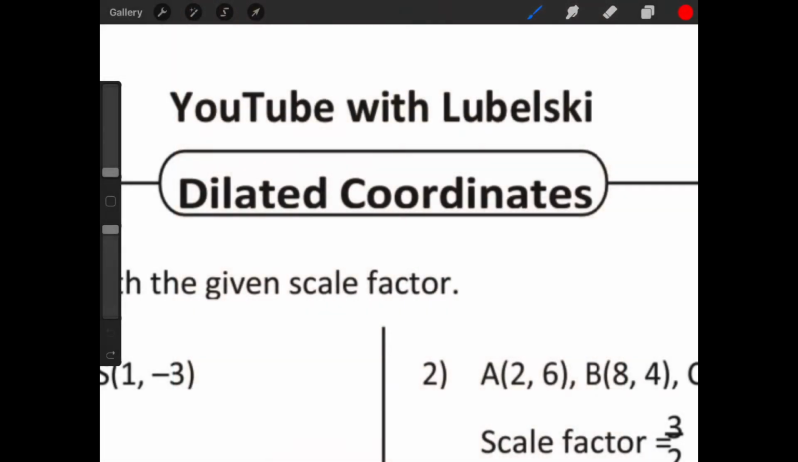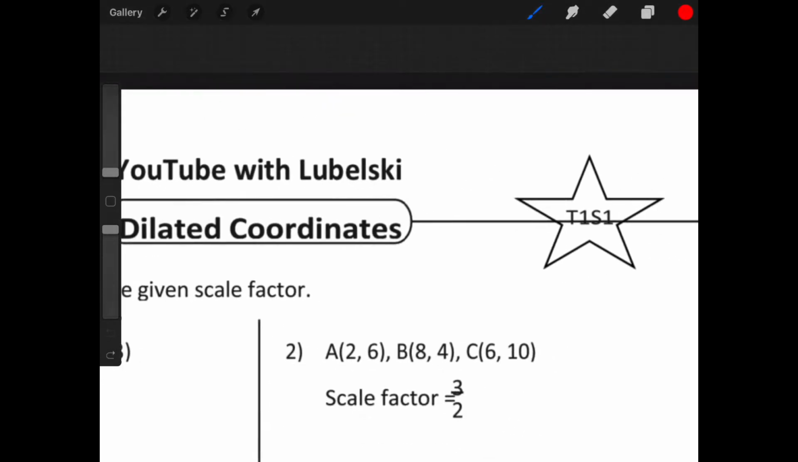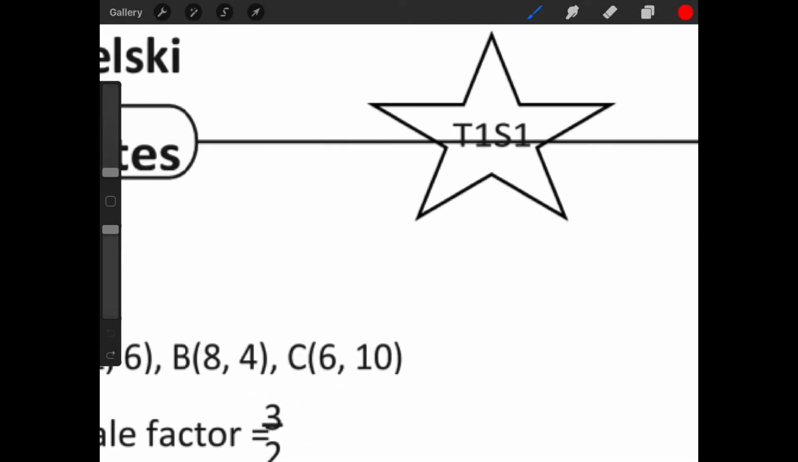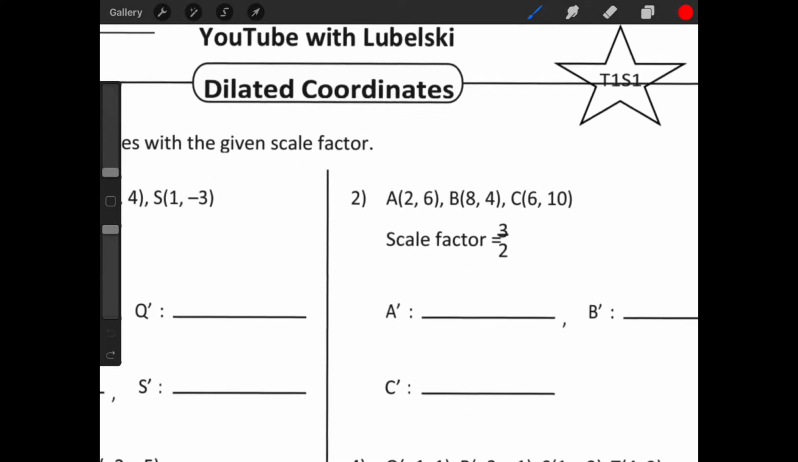You can learn how to dilate stuff. Make sure you return to your packet, dilated coordinates T1S1. Okay, welcome back to YouTube with Lubelski. We are going to be doing dilated coordinates, and this is the type 1 sheet 1. So in your packet, or if you've been given the worksheet, it should match the star. So make sure you are on the same page as I am.